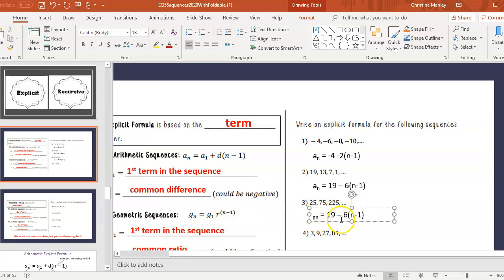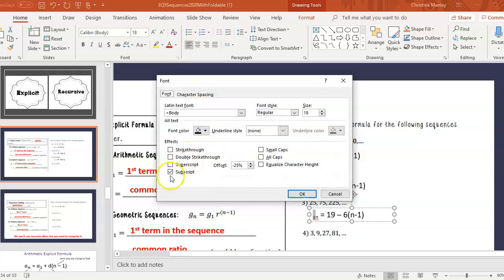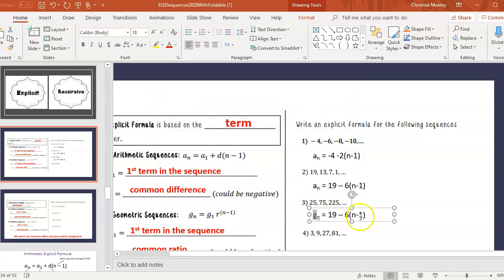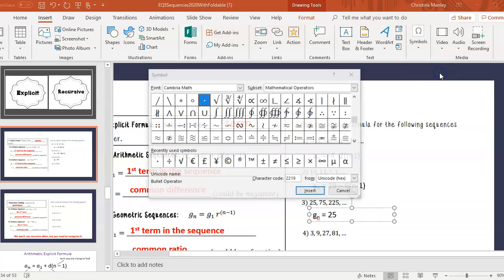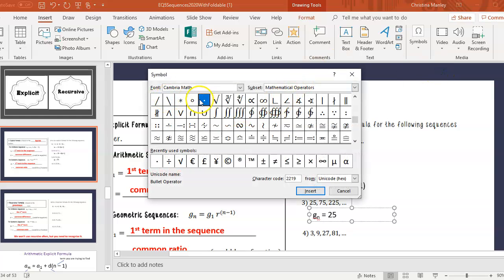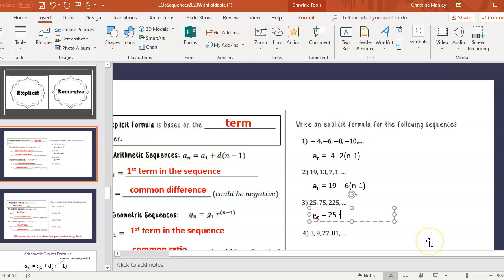So I'm going to start out G sub n, except it's making my G a sub as well, so I got to fix that. Okay, there we go, G sub n. Now, this one is a little different. So I'm still starting with G sub 1, the first term in the sequence, which is 25. But this time I have multiplication. So I'm going to get my multiplication symbol in here. Give me just a minute because I got to find it. Insert. There we go. Okay, 25 times.